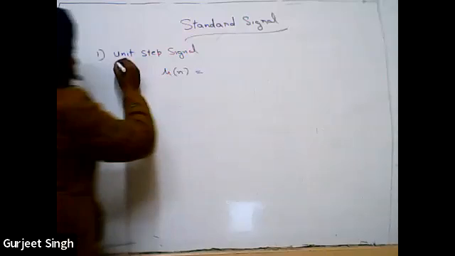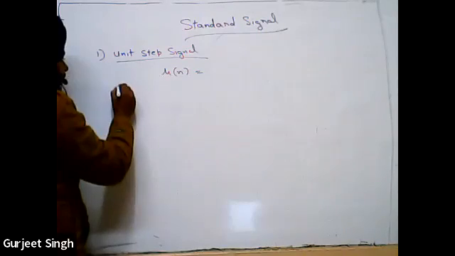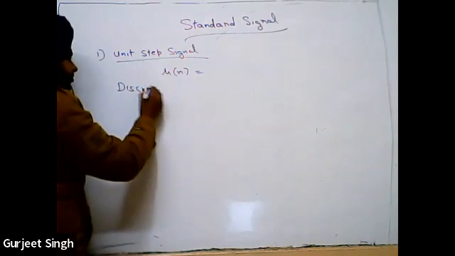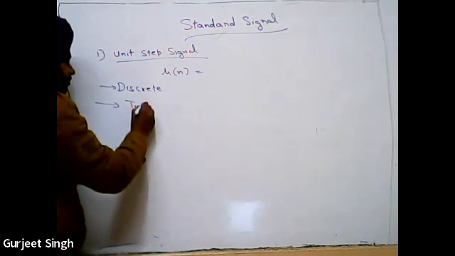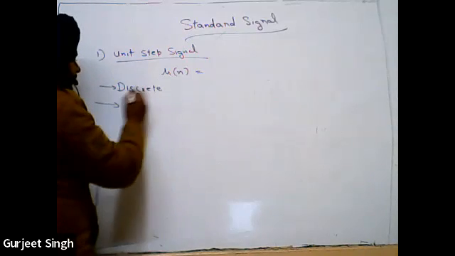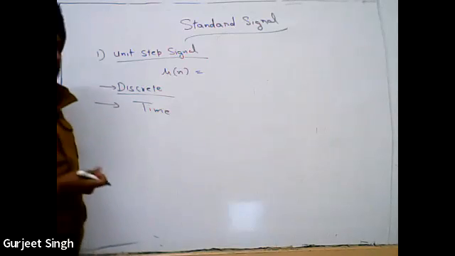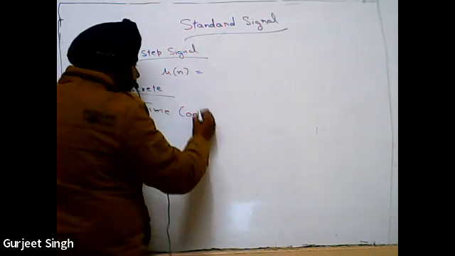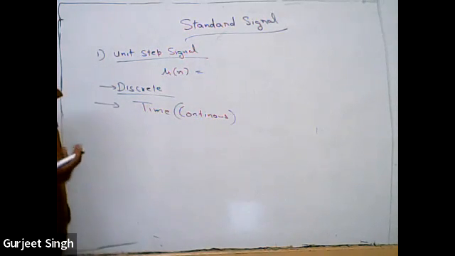When I am explaining the unit step signal, I will explain both types. First, I will explain the discrete type of unit step signal. Then I will explain the time representation of the unit step signal. First we will discuss the discrete type, then the continuous type, that is, in the time domain. Both continuous type and discrete type.